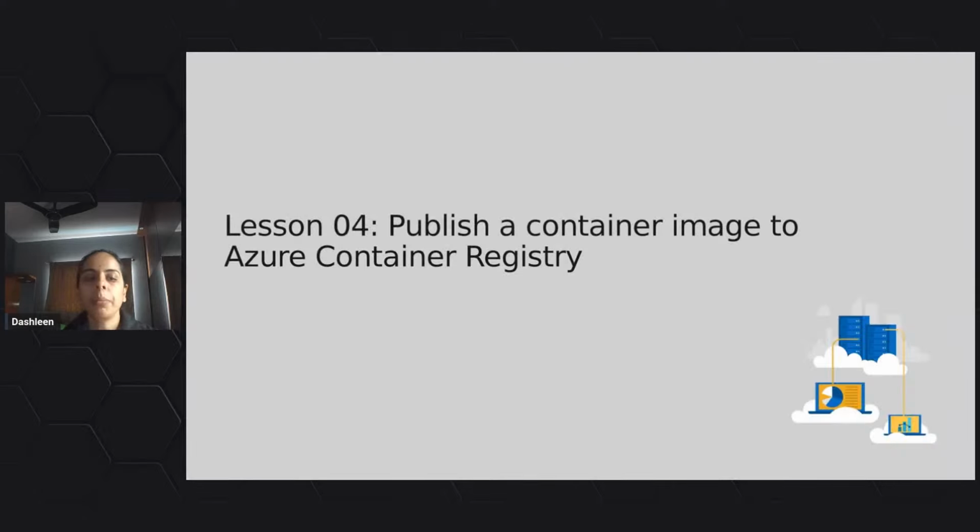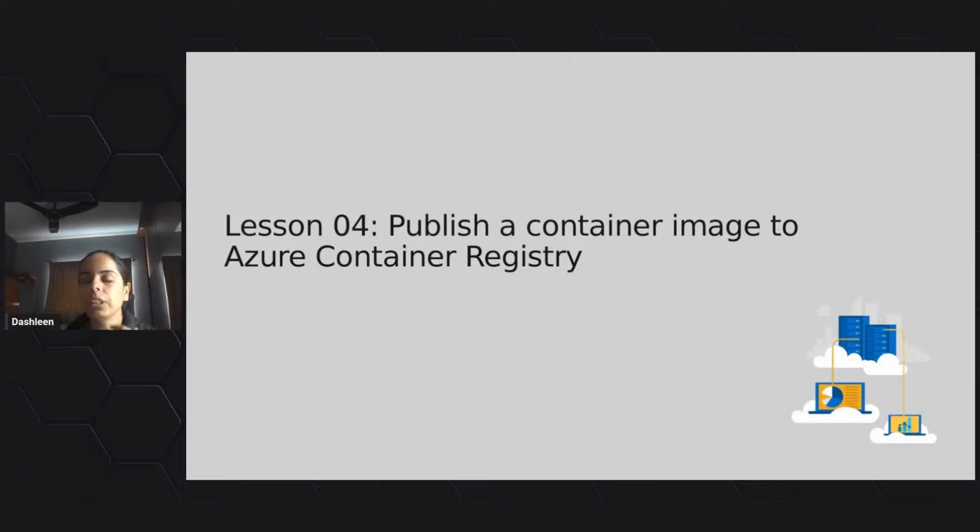Now, I mentioned that when we are doing container development, we use base images. We can use the base container images from Docker Hub, which is publicly available. We can download, pull the images from there, or we can also use Azure Container Registry, which is a private container registry offered by Azure to publish our container images.